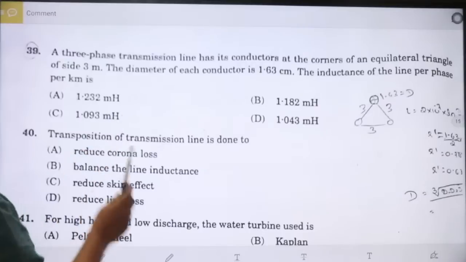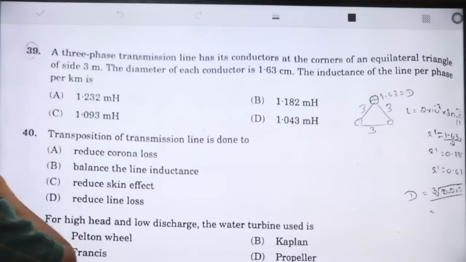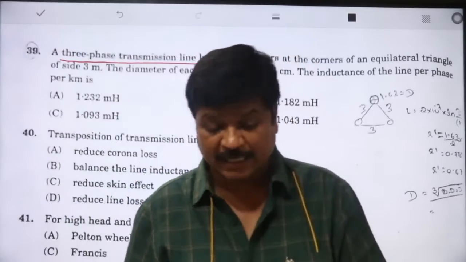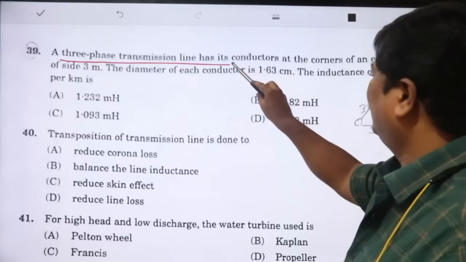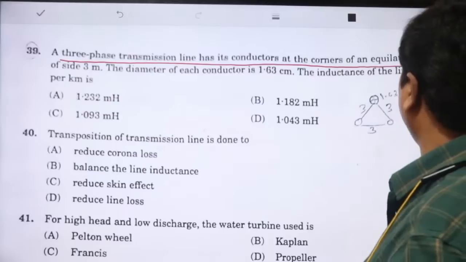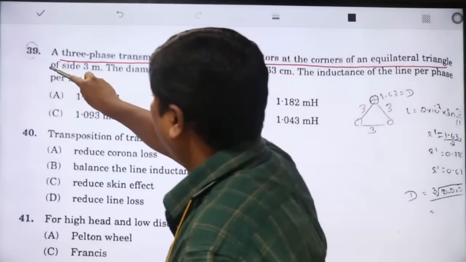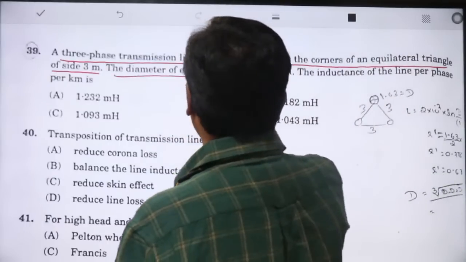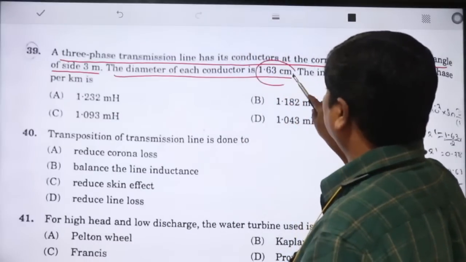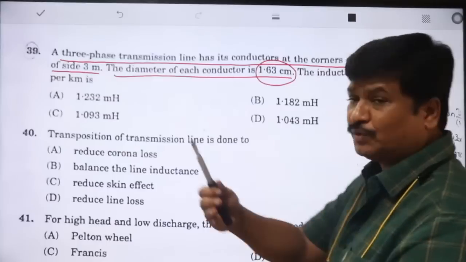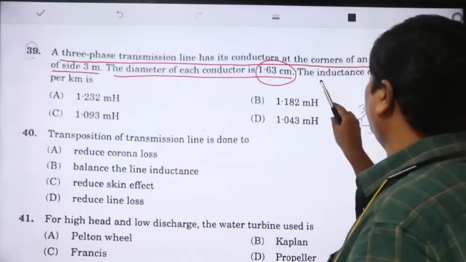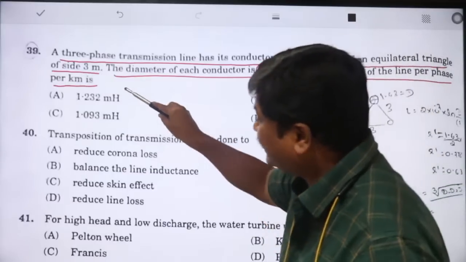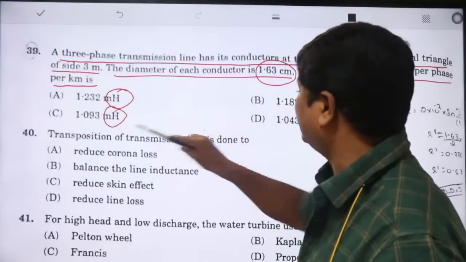Now see here. What is this one? A three-phase transmission line has its conductors at the corners of an equilateral triangle of 3 meter side. The diameter of each conductor is 1.63 centimeters. Better to take your paper when I am explaining. The inductance of the line per phase per kilometer is, and the inductances are given in millihenries.